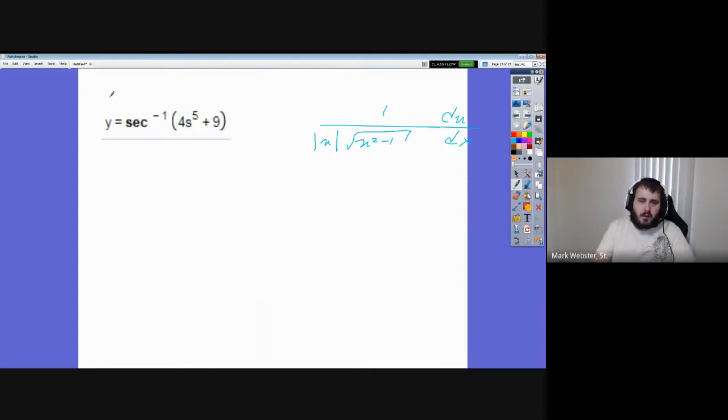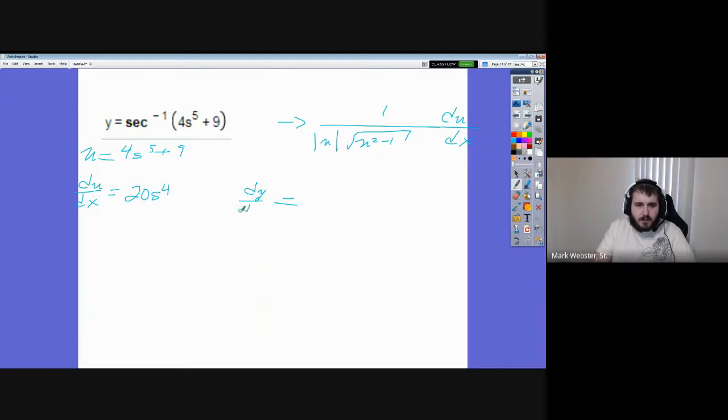Right? So now, okay, what's u? U is 4s to the 5th plus 9, du, 5 bring down, we got 20s to the 4th. Now we just put it all in. So this is the frame.